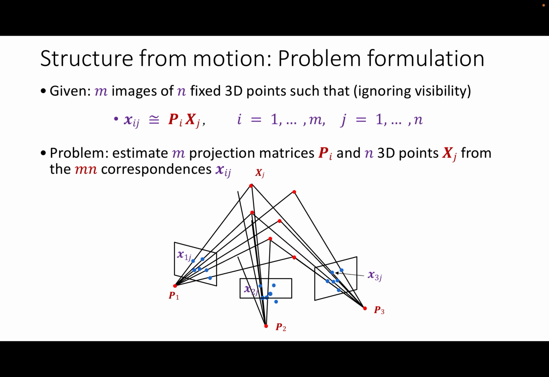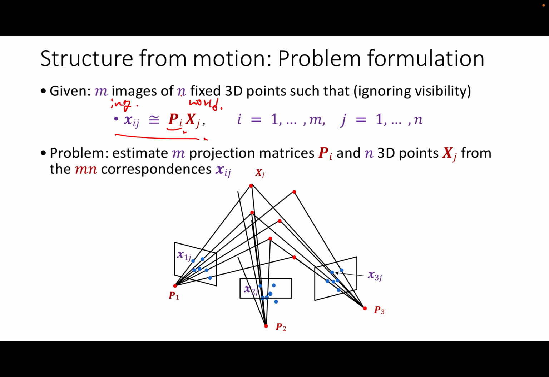And let's see the mathematical formulation. Given m images of n fixed 3D points, ignoring visibility. It is very simple: the lower one is just a coordinate in image space, this is image space, this is world space, and this is the projection matrix. So there are m images. That means there are m cameras and n fixed 3D points. So in 3D, there are n points and there are m cameras, right?